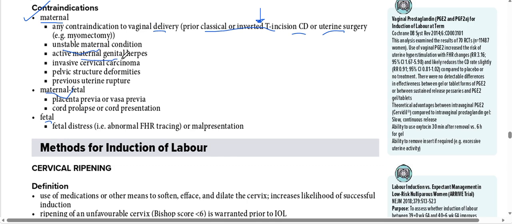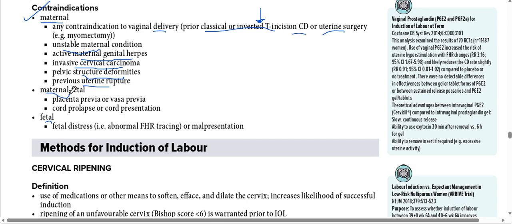Active maternal genital herpes is a contraindication for vaginal delivery. Invasive cervical carcinoma is again a contraindication for vaginal delivery. Pelvic structural deformities: vaginal delivery is not possible. Previous uterine rupture is again a contraindication for induction of labor. All these are contraindications for vaginal delivery, and indirectly contraindications for induction of labor as well.